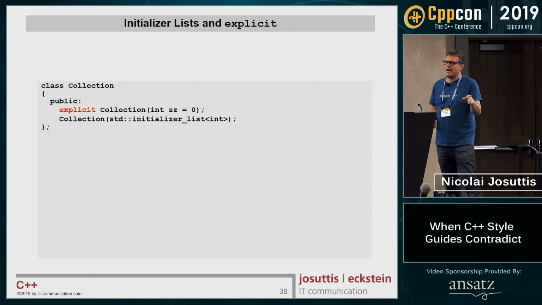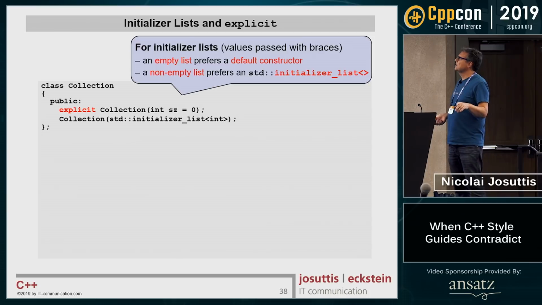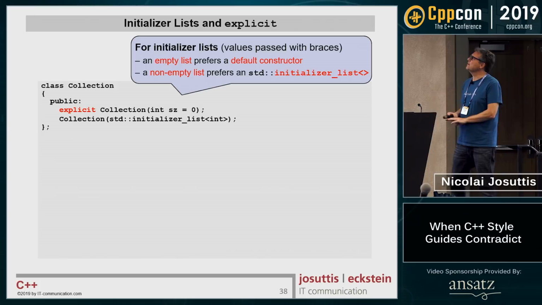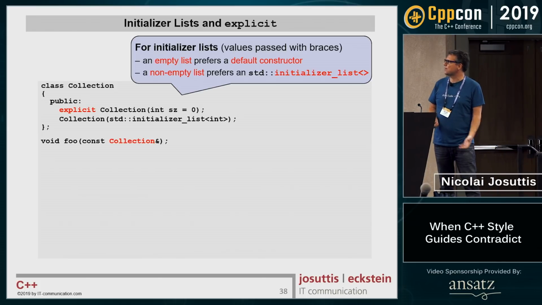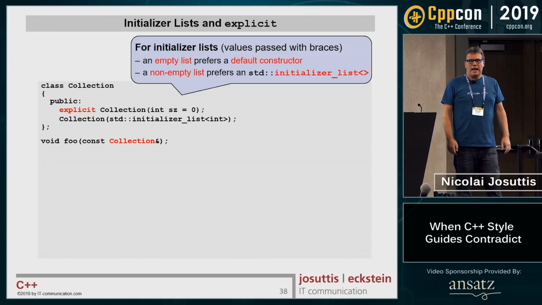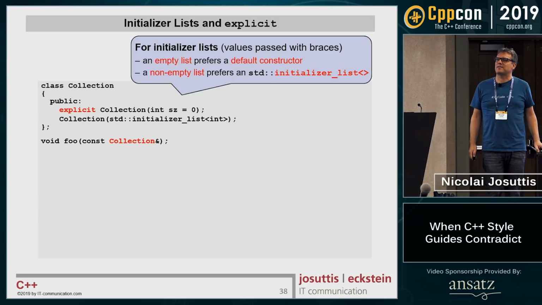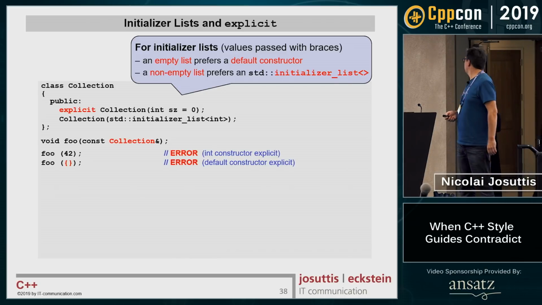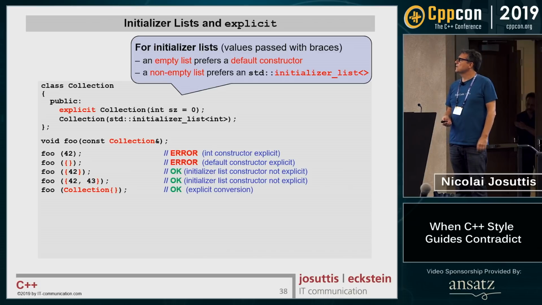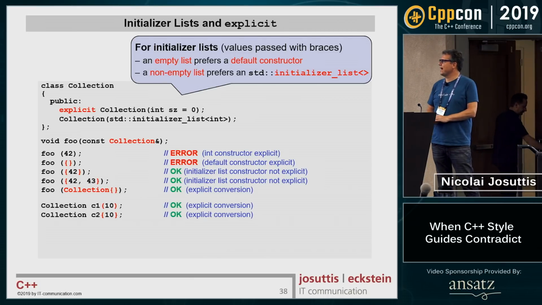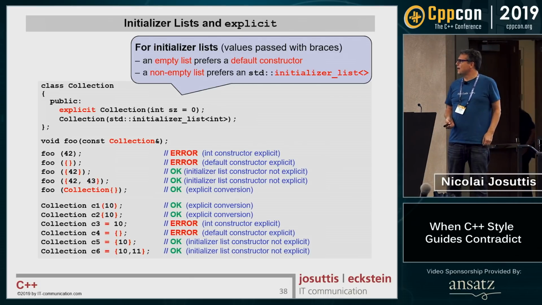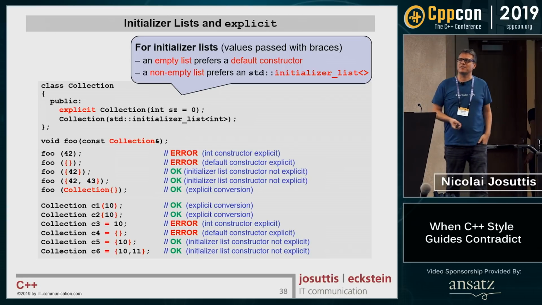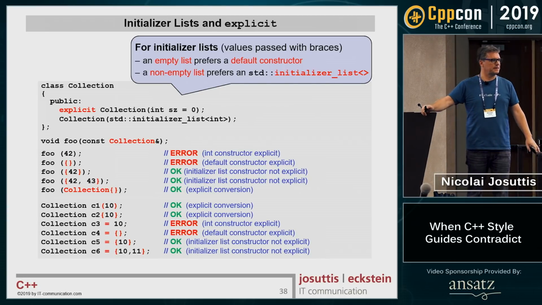So, by the way, 2 other things regarding explicit. Note this funny rule that an empty list prefers a default constructor, a non-empty list prefers an initializer list constructor. So if you have mixed explicits in your class, you're getting interesting effects like this. This is an error, this is an error, this is okay, this is okay, this is okay, this is an error. Or okay, depending on how many arguments you have between the curly braces.